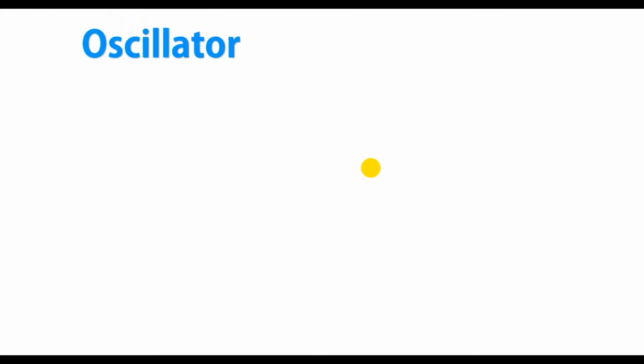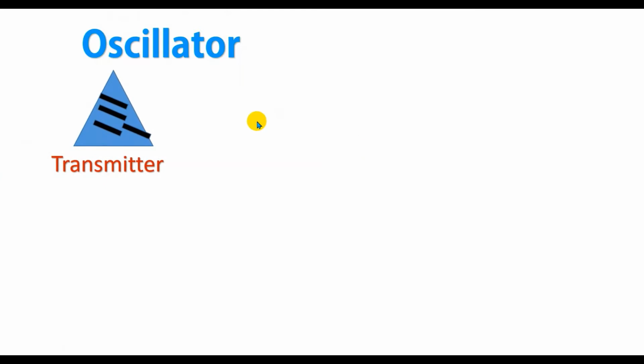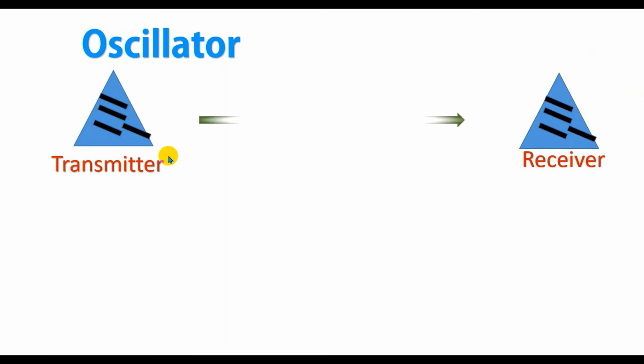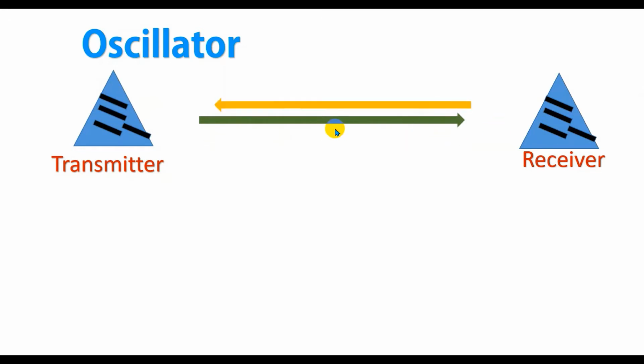Transmitter and receiver is used in oscillator. And now we can see here that one is transmitter and the other one is receiver. Oscillator is used to generate the RF carrier wave of the transmitter and produces the intermediate frequency of the receiver. Now we can understand that transmitter produces RF carrier wave and receiver produces intermediate frequency.